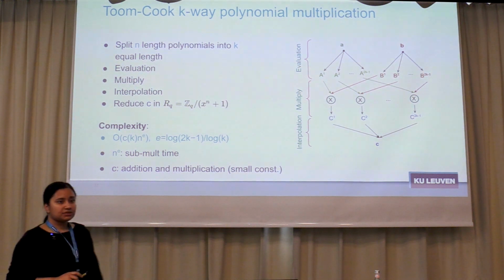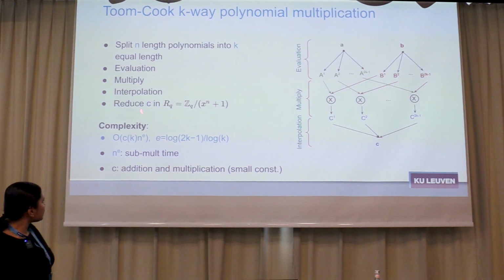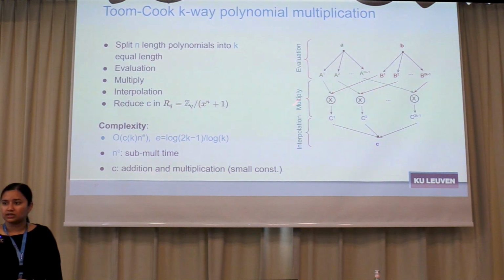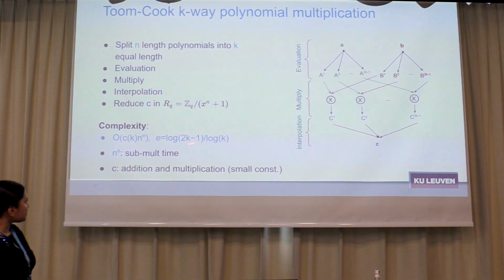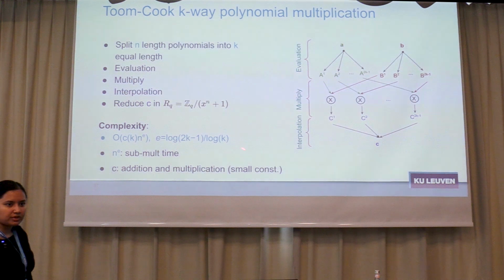And with this, we have the interpolation step, and also finally we have to reduce in this ring, that is R_q, the ring which is used in lattice-based crypto. And then our complexity becomes like this. That is because we have 2k minus 1 steps here, and then by using the Master theorem, we get this complexity when our sub-multiplication time is n to the power e, which is n to the power log(2k minus 1) over log k. k is the base there. Yeah, you can represent it that way too, right?